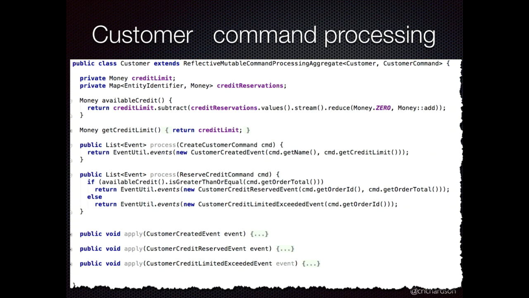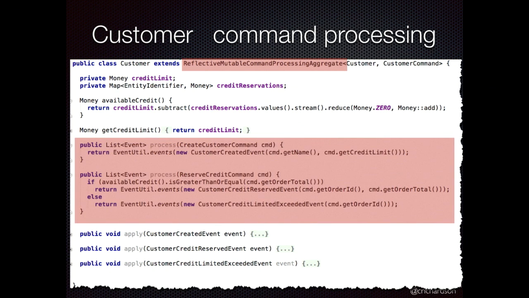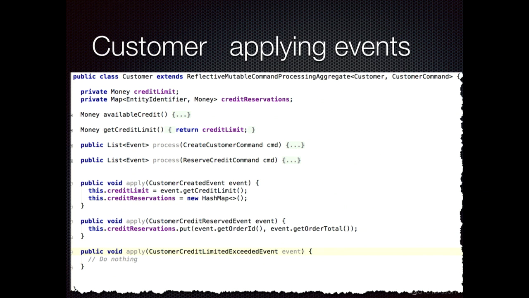And then hopefully you can see this at the back. So this is the class. It extends a base class. And then you can see the process methods. This is the most interesting one because it's got some business logic. And it's processing a request to reserve credit. And it's saying if the available credit is greater than or equal to the order total, then return the customer credit reserved event. We've successfully reserved credit, so return an event that represents that state change. Otherwise, return a credit limit exceeded event, so we failed to reserve credit. And then there's the apply methods.